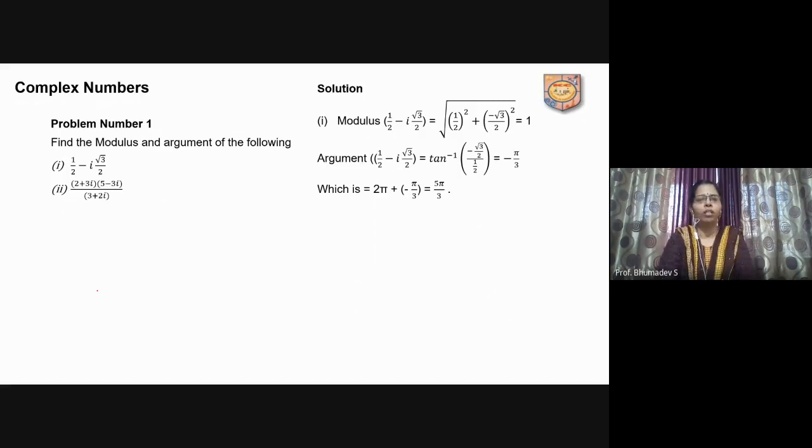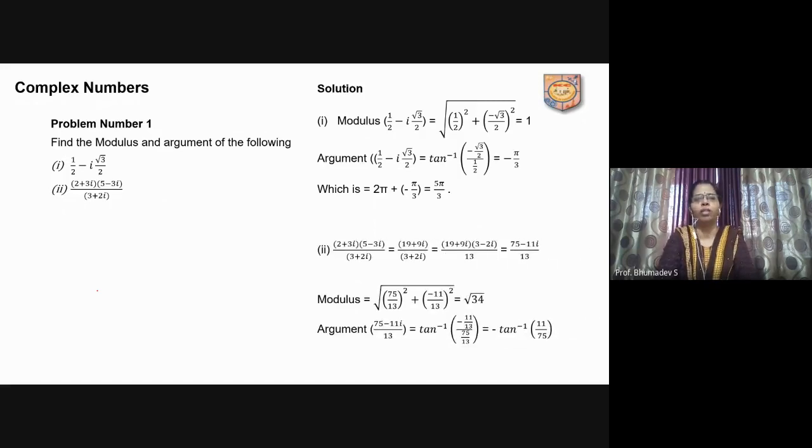So the modulus of the second subdivision and the argument, it goes in this way. First of all, we are supposed to simplify the given complex number, because we have 3 distinct complex numbers, 2 in the numerator and 1 in the denominator. So the multiplication part you are supposed to complete in the first step for the numerator part, which is 19 plus 9i upon 3 plus 2i.